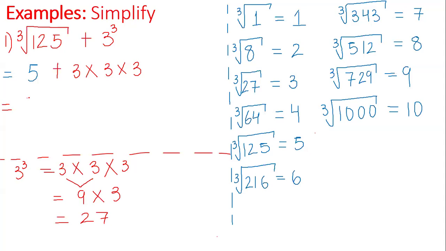So that means we have 5 plus what? 27. Why couldn't you just put the 27 instead of the 3 times 3 times 3? I could have, but the reason I didn't do it is because I wanted to show you all the expansion. Thank you. So the answer is 32. When we add it together, we have 27 plus 5: 27, 28, 29, 30, 31, 32.